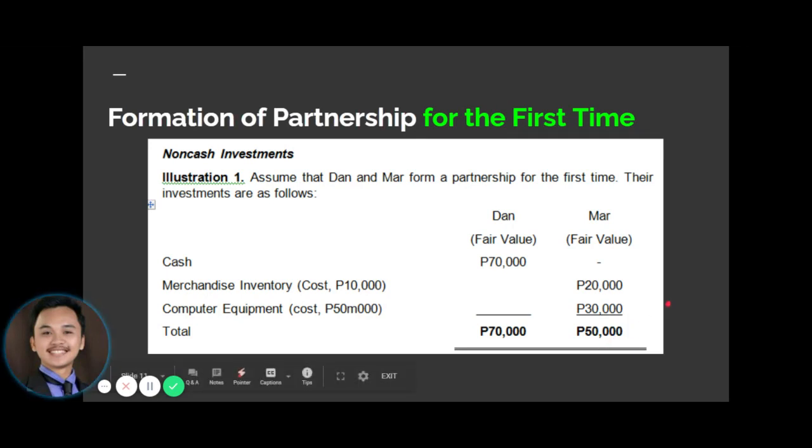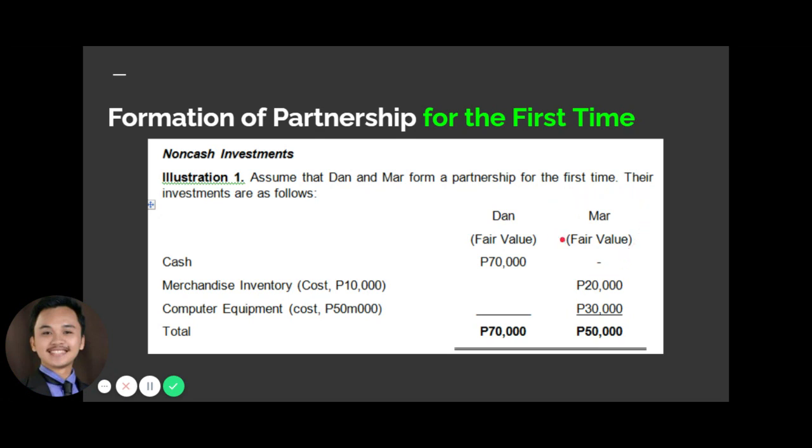So their capital will be credited equivalent to the fair value on the date of contribution or on the date of investment. For example, assume that Dan and Mar form a partnership for the first time. Their investments are as follows. Dan invested cash. We don't have any problem here because it will be recorded at face value, 70,000.